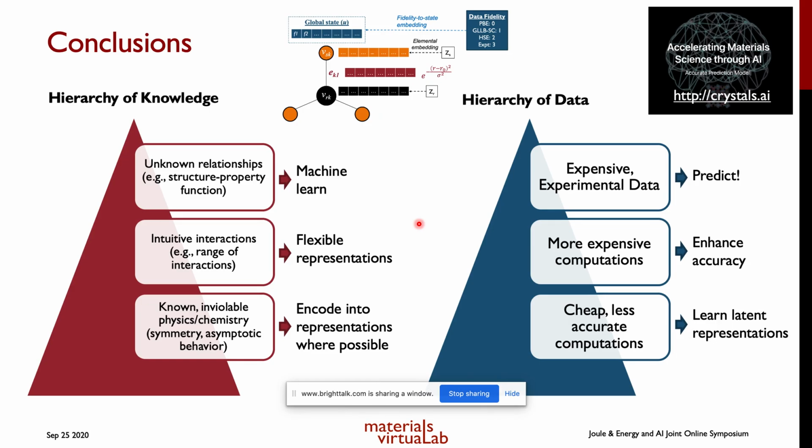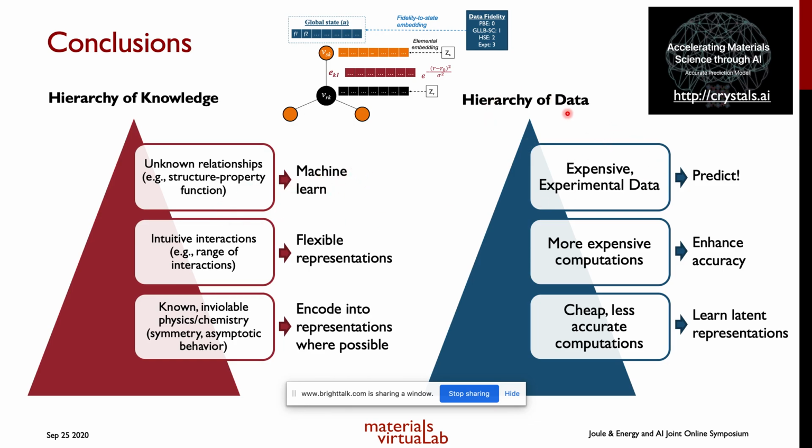So to conclude, today I want to say that I've shown you that in our machine learning for material science, there is a hierarchy of knowledge. There are known inviolable physics and chemistries that we know, and for this, we should encode them into representations where possible. There are some things that we have an intuitive sense of, for example, the range of interactions, and for those, we need flexible representations. And for unknown relationships, we can then use machine learning to try to learn them.